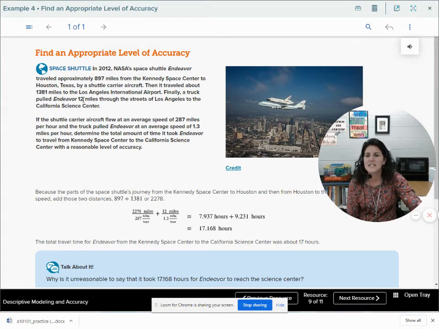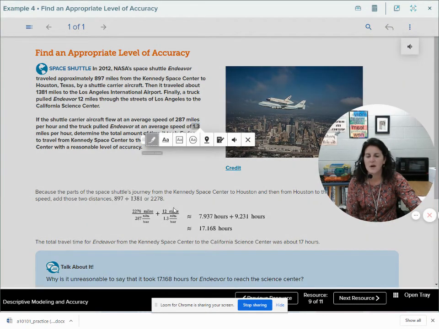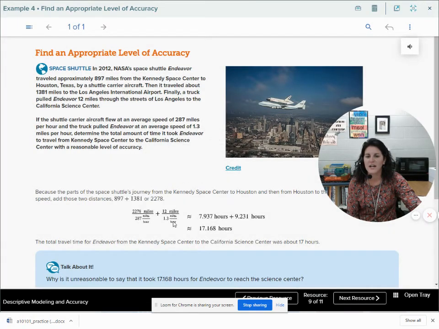Then it went an additional 12 miles at a speed of 1.3 miles per hour. So we're going to add to that value the 12 miles it traveled at a speed of 1.3 miles per hour. So if I was to divide this first number, I get 7.937 hours. Dividing the second, I get 9.231 hours. So adding the two together, we get 17.168 hours.